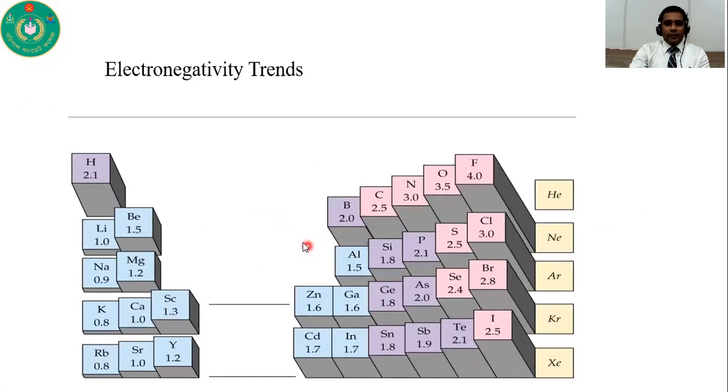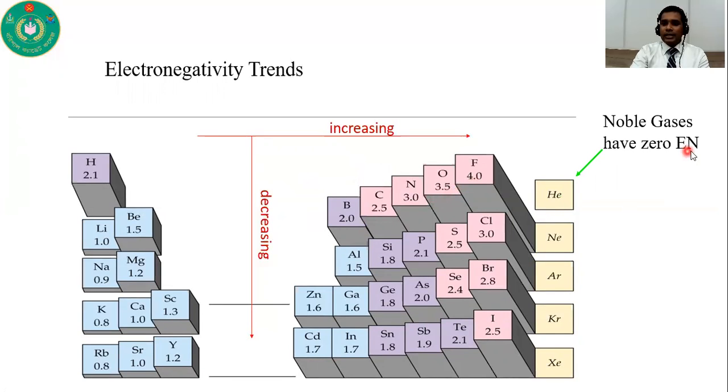In the figure you can see that when you go from top to bottom, that means in a group, electronegativity decreases. You can see this electronegativity trend very clearly. From top to bottom it decreases. But in case of a period, electronegativity increases from left to right. And noble gases have zero electronegativity.